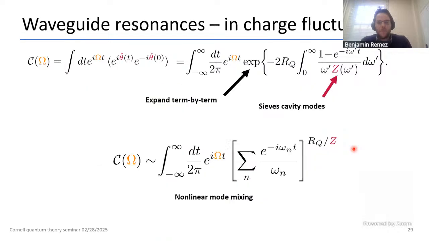This doesn't really matter. The point is that morally speaking, you can think of Z of omega as sieving out frequencies where it hits a resonance, these omega_n. And then I can expand this exponential term by term. And so we find that we need the Fourier transform of a product of pure tones. And the number of products corresponds to this ratio of R_Q over Z. So morally speaking, we get nonlinear mode mixings of every possible combination of resonant modes.